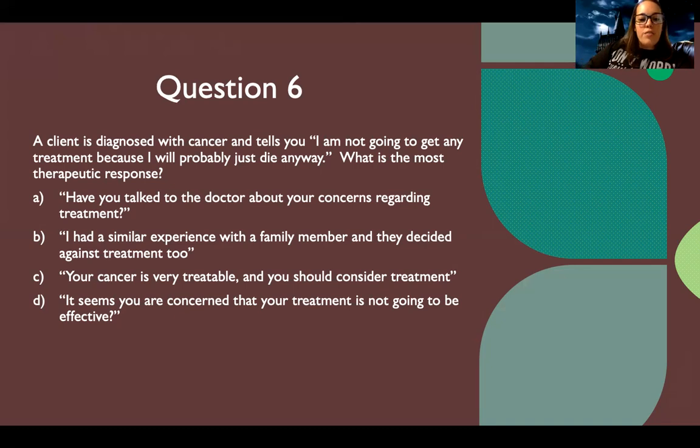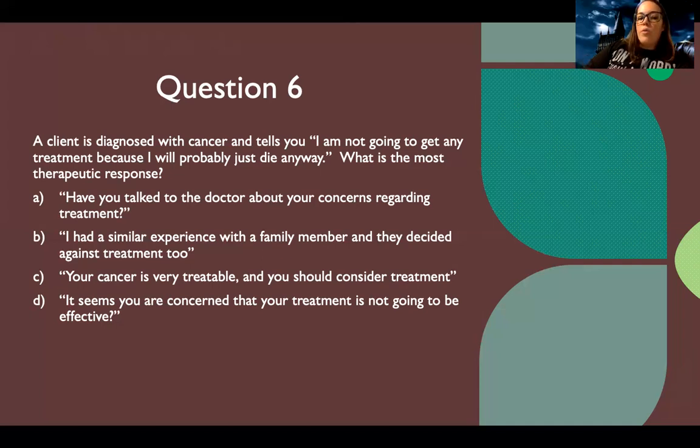C says your cancer is very treatable and you should consider treatment. Well, that sounds like advice giving, and I definitely want to stay away from advice giving as a nurse. I really want to open the door so that the patient can discuss and talk about their feelings. Which leaves me with D. It seems that you are concerned about your treatment. You're concerned that your treatment is not going to be effective.